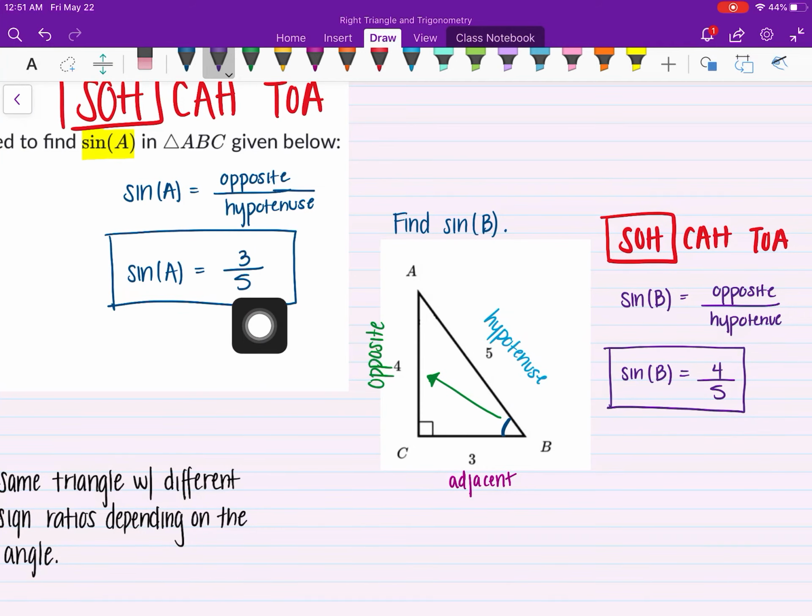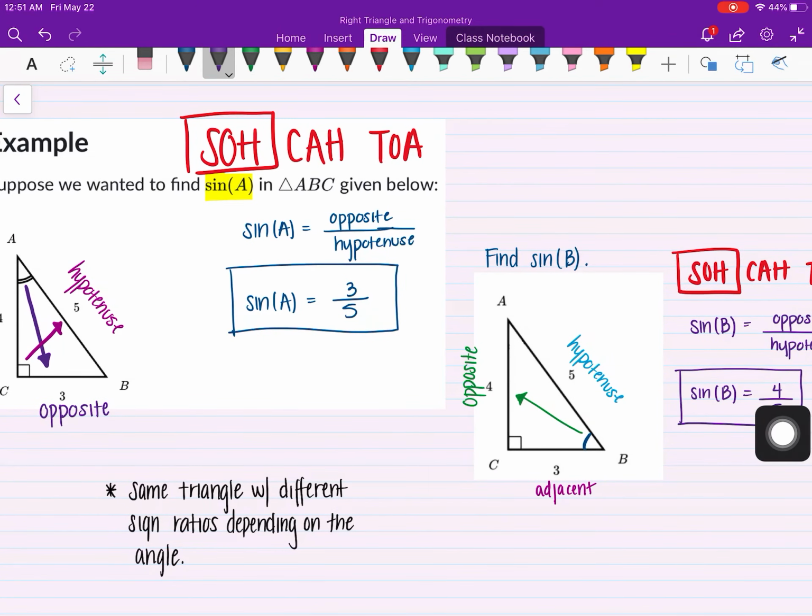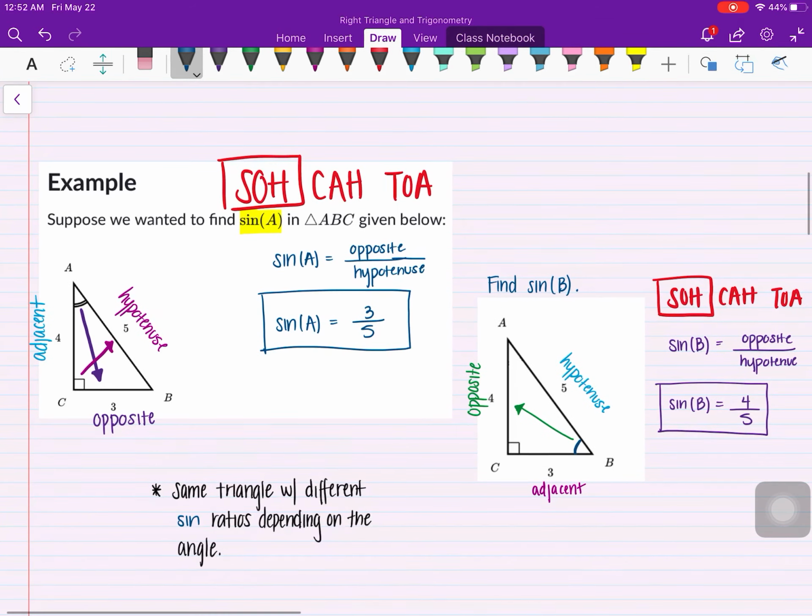Now, if we compare both of these answers, we actually have different ratios. This one's 4/5 and this one's 3/5. And those actually are different because it's all based on the angle you're given. So as you guys can see, this is basically the same triangle with different sine ratios. And that's supposed to be sine with SIN. So sine with different sine ratios depending on the angle. So we're looking for the same thing. We're looking for sine.